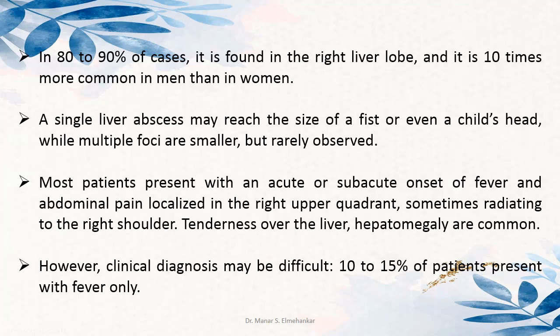Most patients present with an acute or subacute onset of fever and abdominal pain, which is localized in the right upper quadrant and sometimes radiating to the right shoulder, and tenderness over the liver and hepatomegaly are common. However, the clinical diagnosis may be difficult, as about 10 to 15% of patients are without fever.